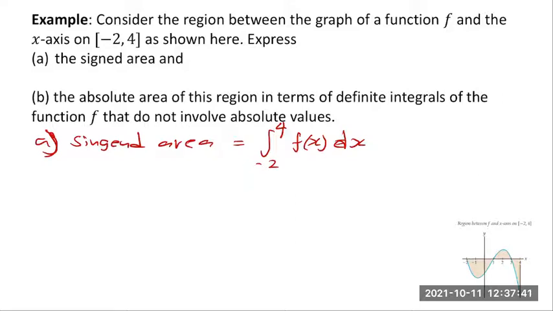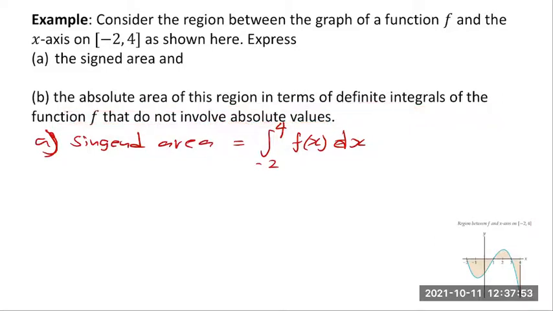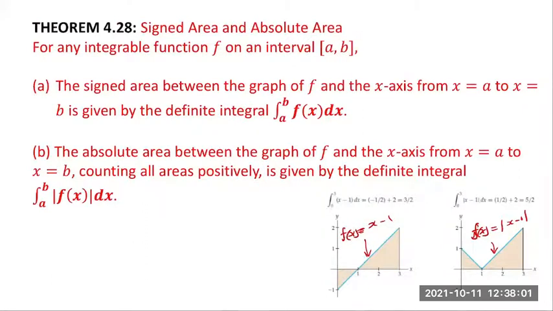And then let's go to the next part. The absolute area of this region in terms of definite integrals of function f that do not involve absolute values. We know the formula for the absolute area from theorem 4.28. The absolute area is given by this expression, the definite integral of the absolute value of f of x dx.